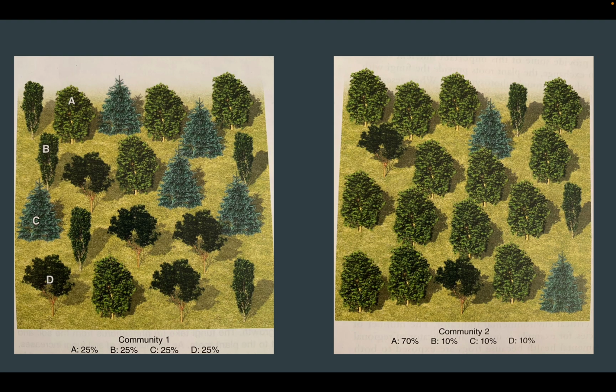Now here we can see, when we talk about species diversity, both of these communities have the same diversity. They all have these 4 different species that are marked A, B, C, and D. But as we'll see a little bit later, these aren't exactly the same in terms of the healthiness of the communities, even though they have the same 4 species present.